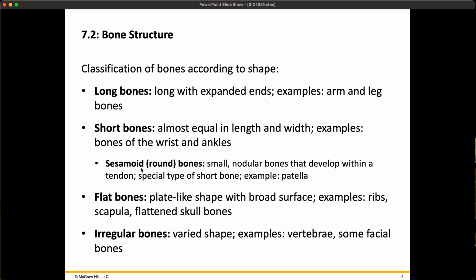Also, your kneecap is a sesamoid bone. This is a round bone that is specifically embedded in a tendon. So you have, yes, your patella, your kneecap, but also under your foot, under your big toe, there are two small sesamoid bones in that tendon. Flat bones, that's things like your scapula, your breastbone, the bones of the skull, your ribs, those are all flat bones, with a broad shaped surface. And then irregular bones, things like your vertebrae and your facial bones, have various shapes and don't really follow any conformed pattern.